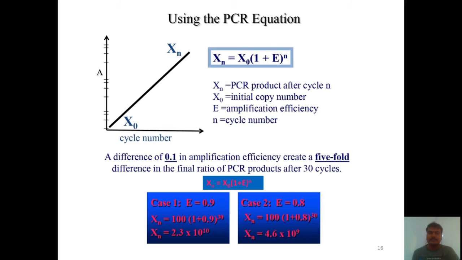If the efficiency is 0.9, and initially you have added 100 double stranded DNA, at the end of the 30th cycle you have obtained 2.3 into 10 power 10 copies of double stranded target DNA. If the efficiency is reduced by 0.1, that is 0.8, under the same conditions, at the end of the 30th cycle you are getting 4.6 into 10 power 9 double stranded DNA. So look out, it is a 5-fold decrease in the amount of product due to the decrease in amplification efficiency.